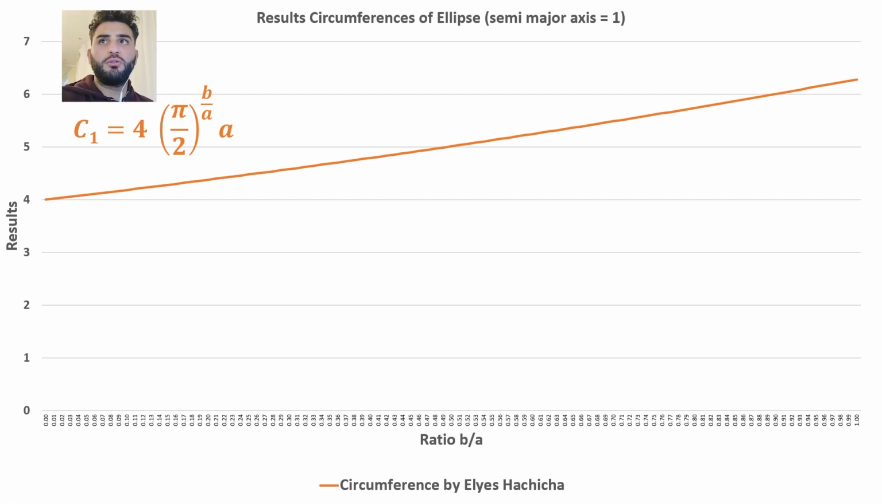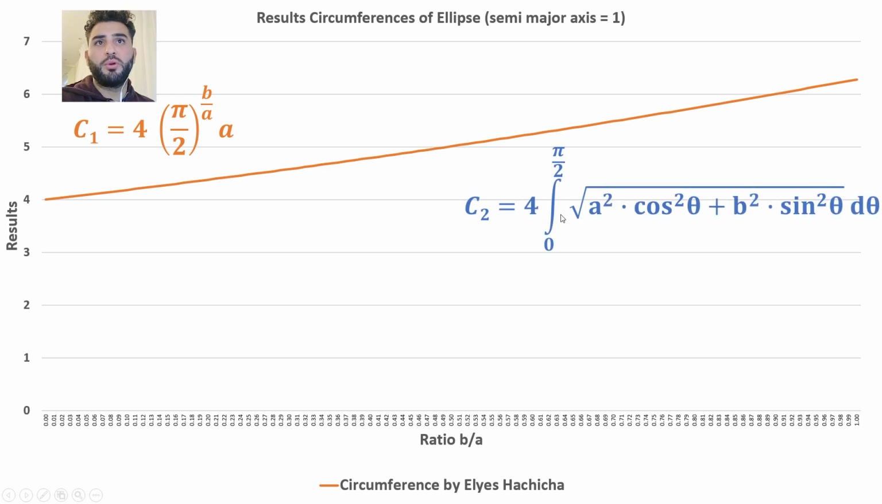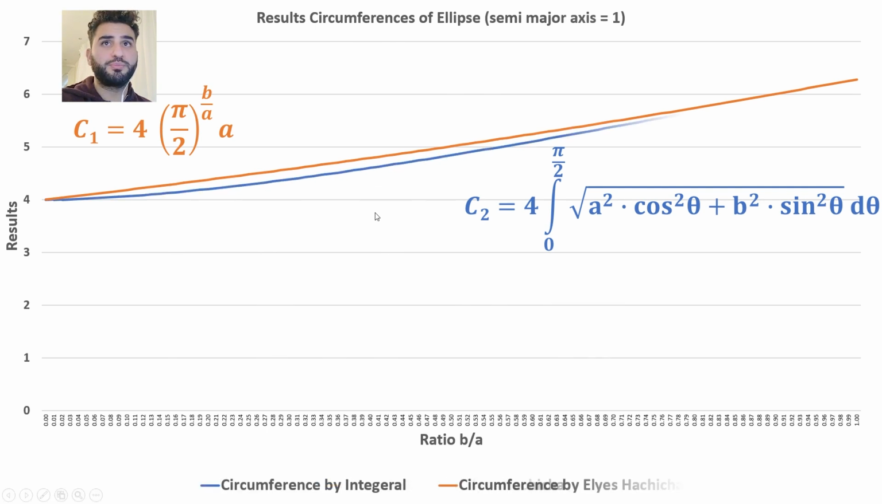And then what I did, I took my results and I compared them with the result from this integral to calculate the circumference of an ellipse. And when we compare them, you can see that indeed my results are not the same as this integral. Well, I still have a small error margin. I mean, I'm not 1,000 miles away from it, but still there is an error margin.